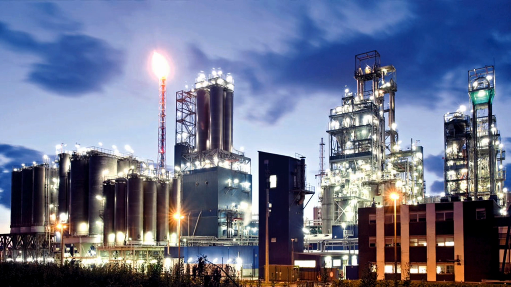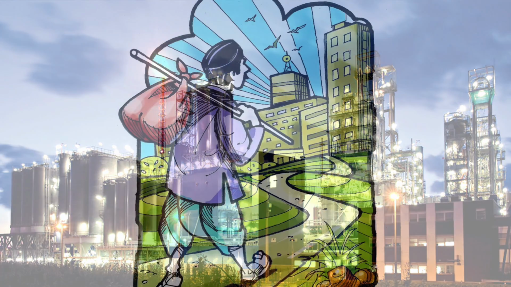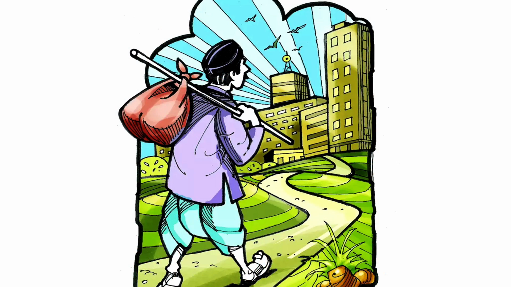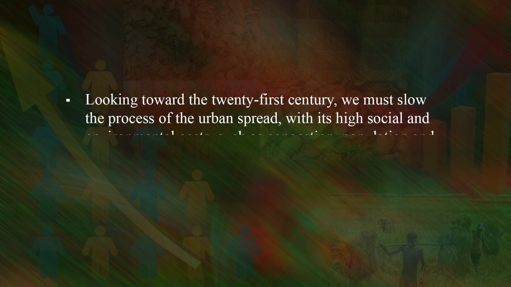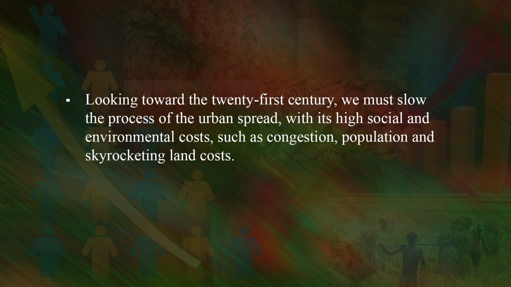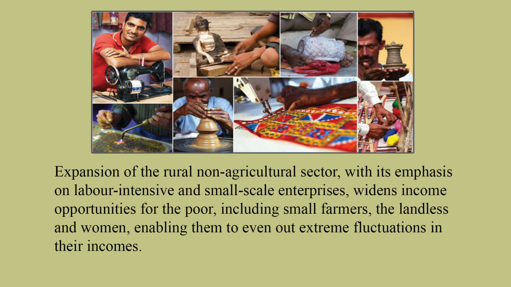Given the expected growth and composition of large-scale urban industries, they are unlikely to be able to absorb the rising tide of workers migrating from the countryside to the cities. Looking toward the 21st century, we must slow the process of urban spread and its high social and environmental costs such as congestion, pollution and skyrocketing land cost. Expansion of the rural non-agriculture sector, with its emphasis on labor-intensive and small-scale enterprises, widens income opportunities for the poor, including small farmers, the landless and women, enabling them to even out fluctuations in their incomes.